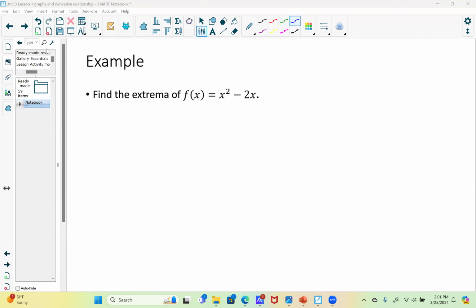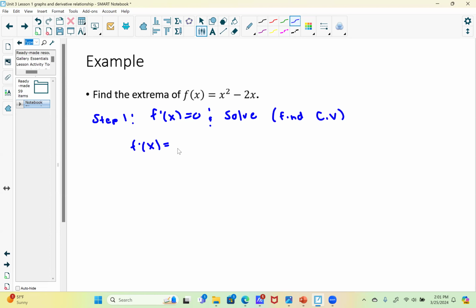Okay, so let's do an example. So we're going to find the extrema of x squared minus 2x. And we actually found the critical values before. Okay, but step one is set f prime of x equal to 0 and solve. So find, again, that's called the critical values. So we take the derivative, which is 2x minus 2, and set it equal to 0. Solve, and we get x equals 1.